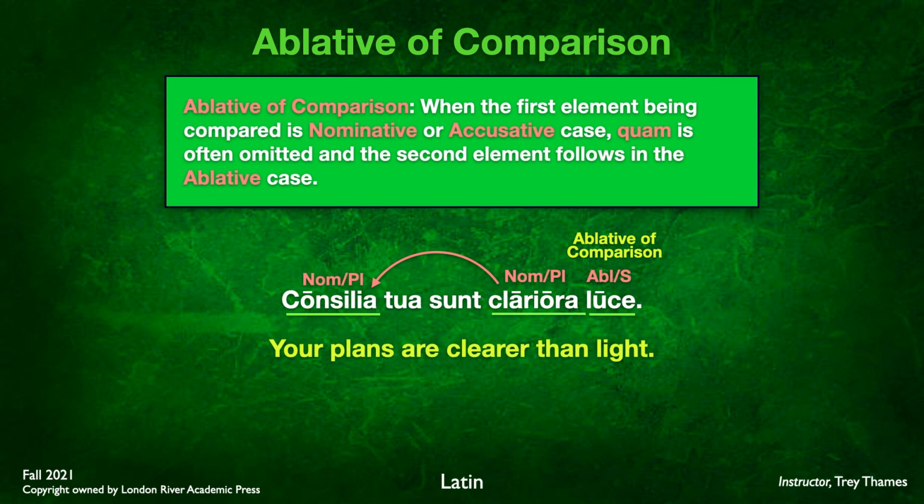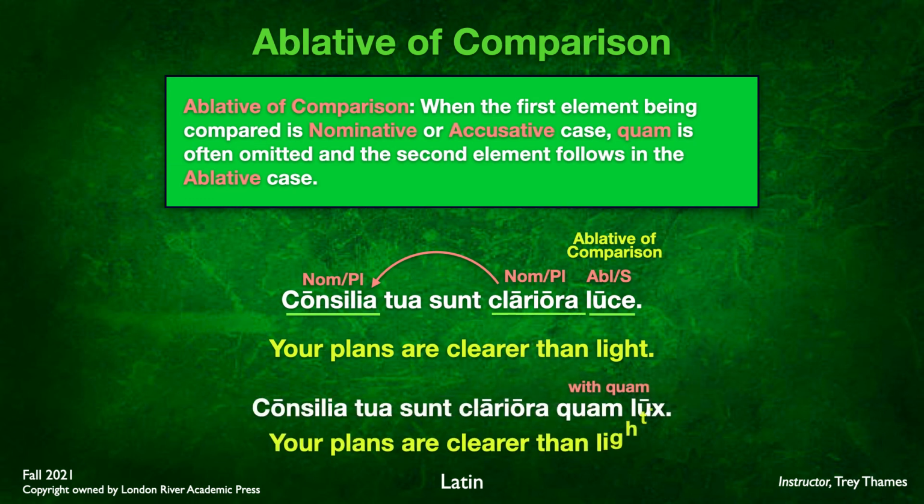So our translation will look like this. Tua concilia, your plans, sunt, are, clariora, clearer, you could also say more clear, clearer than light. So even though the quam is not here, we know that the quam is intended, but this is an ablative of comparison, so it's omitted. The luce, the word light here, is put in the ablative case, but we still add the word "than" to indicate a comparison in the English. Your plans are clearer than light. So that's the ablative of comparison.